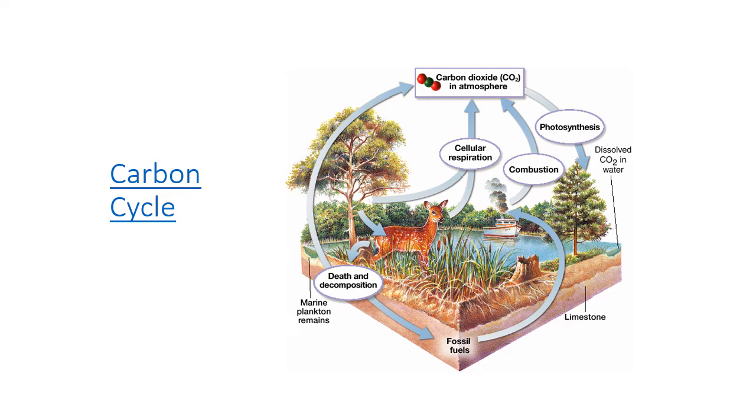We can have dissolved carbon dioxide in water. We can also have combustion that will bring carbon dioxide into the atmosphere. And then, of course, we can get carbon in the ground, which can then create fossil fuels, which will then be used in combustion.